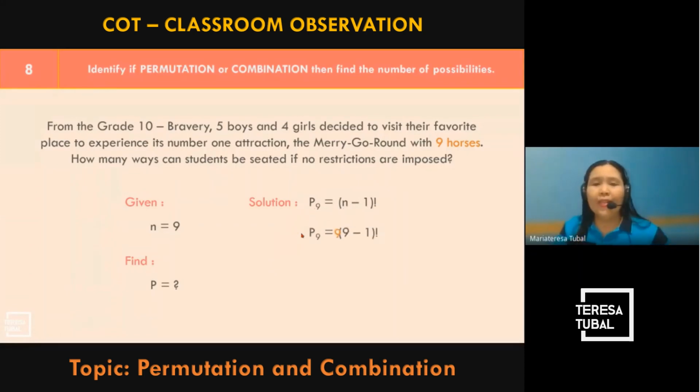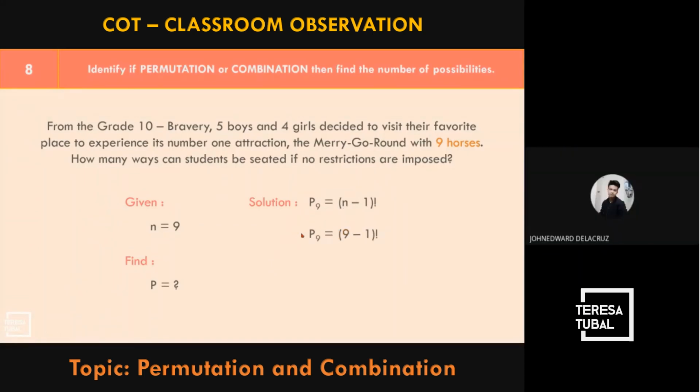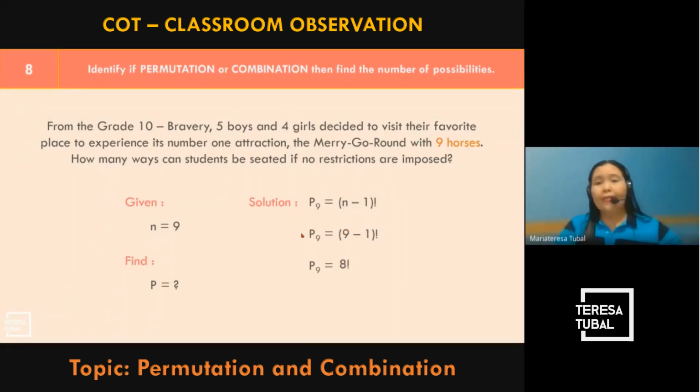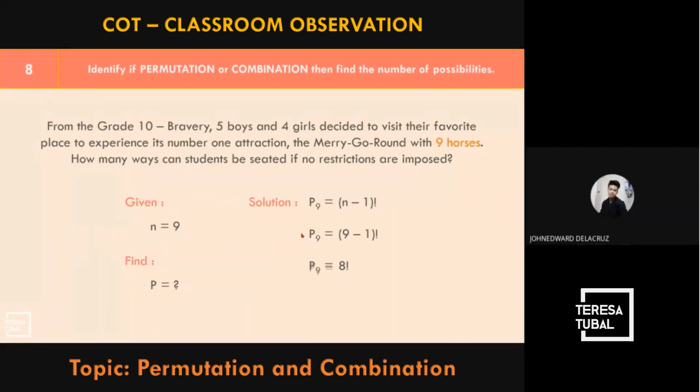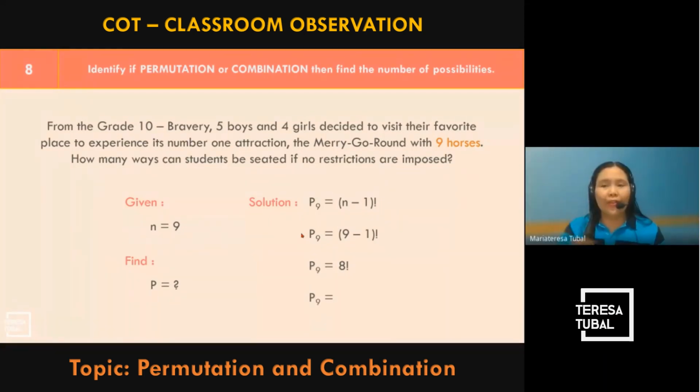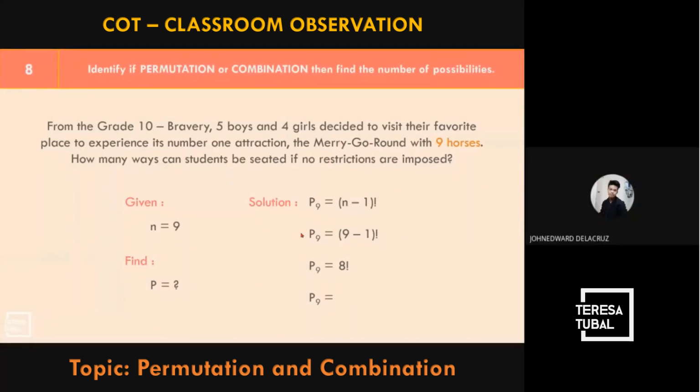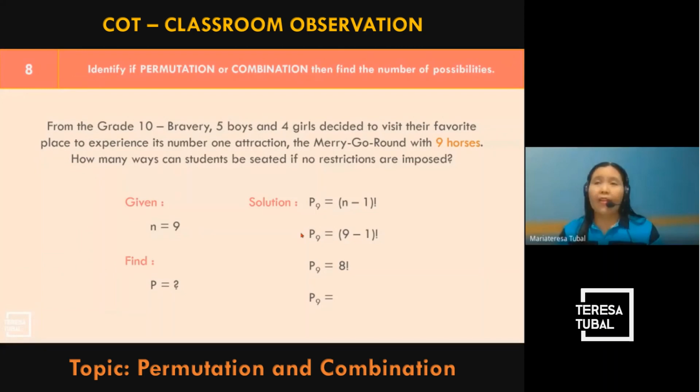Edward, what is 9 minus 1? 8 po. What is 8 factorial? You can type that is equal to, what is 8 factorial? It means 8 times 7 times 6 times 5 times 4 times 3. 40,320 po. Okay, very good. The answer is equal to 40,320.